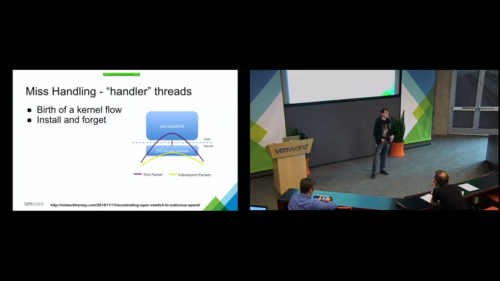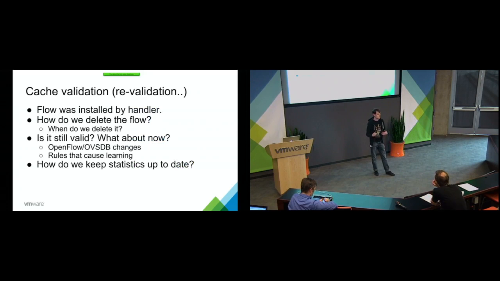To go into slightly more detail, handler threads install and forget. The first packet goes up to user space. A handler thread will take that packet, classify it, and install a flow into the kernel so that subsequent packets can go through a fast path. Once it's installed, how do we delete that flow? How do we know that the flow is still valid when someone installs new OpenFlow rules, or when someone reconfigures the OVSDB? Some rules can cause flow table updates as well, which can change that state again. And there are also the statistics that we have to gather from those flows. So this is all cache validation, or what we call revalidation, because the Revalidator is taking flows and constantly validating that they're correct.